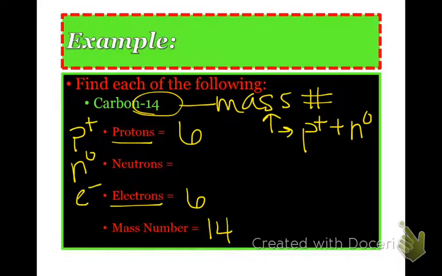So mass number is protons plus neutrons. If I take my mass number, which is 14, and subtract off the protons, which is 6, that will give me my neutrons. So in this case, 8. Okay. All right, let's try another one.